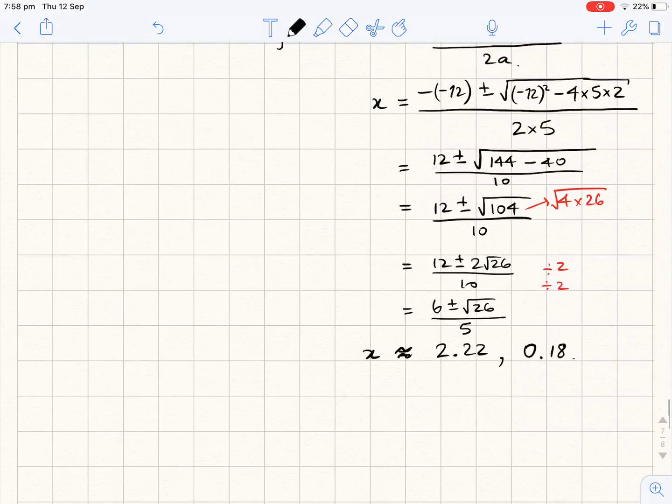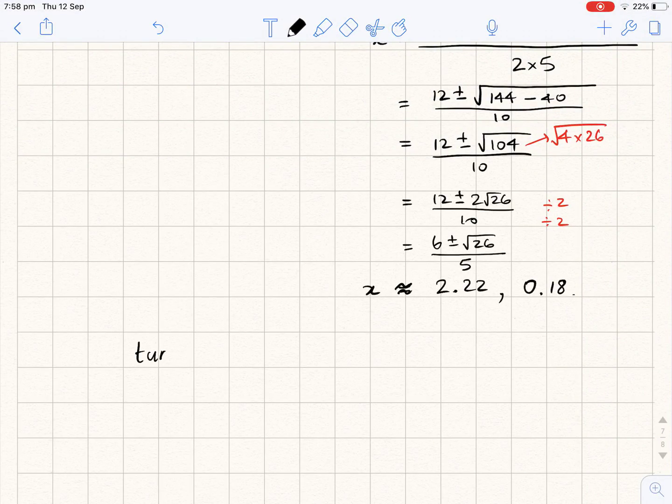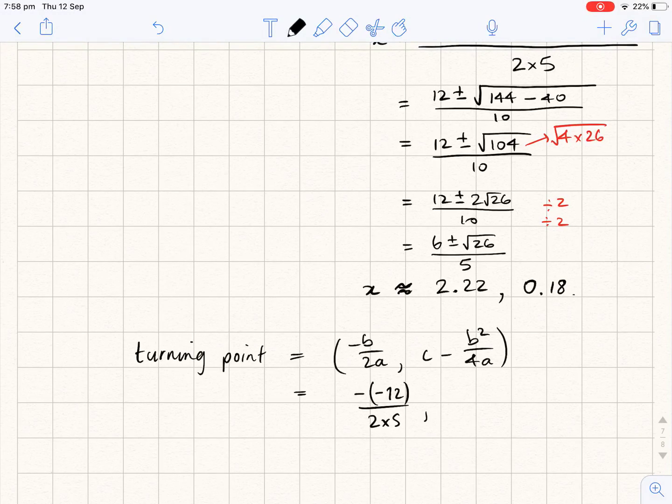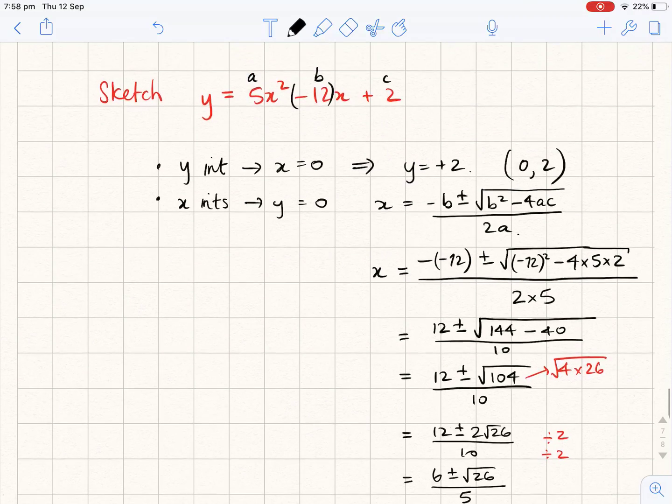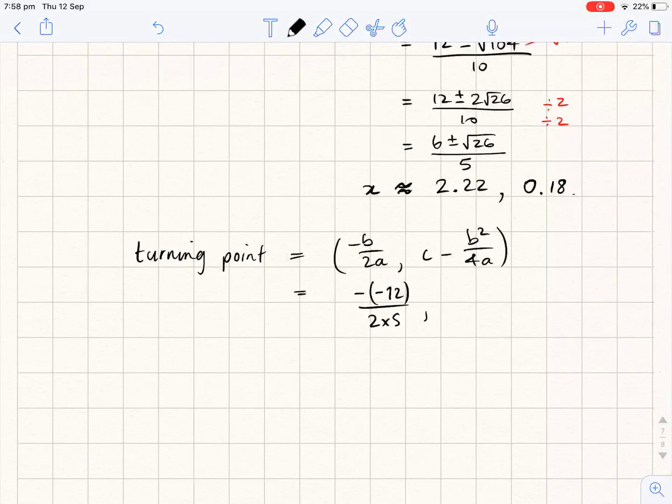0.18. And finally, the turning point can be found using the rule minus b over 2a and c minus b squared over 4a. So my b again was negative 12, so it's negative 12 over 2 times 5. And then c was, I have forgotten, 2. So it'll be 2 minus negative 12 squared divided by 4 times 5.